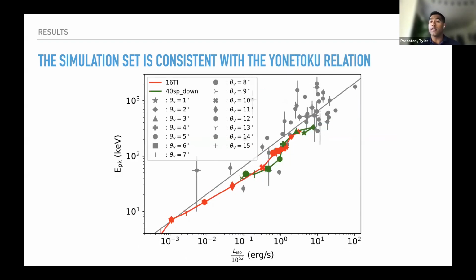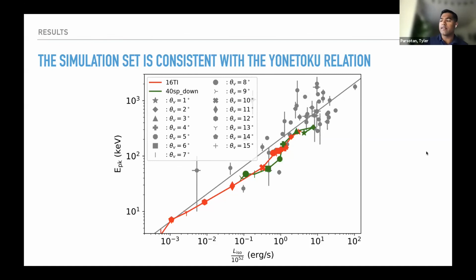Additionally, we can go to the Yonetoku relation, and we recover results that are very, very similar to what Hirotaka found, where here, this gray line is the Yonetoku relationship, and we've plotted some observed gamma ray bursts as well here as circle markers. Our 16 TI and 40 spike down simulations, constant and variable simulations that is, for a variety of different observer viewing angles, fall very nicely along the slope and the normalization of the Yonetoku relationship. Once again, reaffirming Hirotaka's finding that the observer viewing angle is able to recover this relationship.